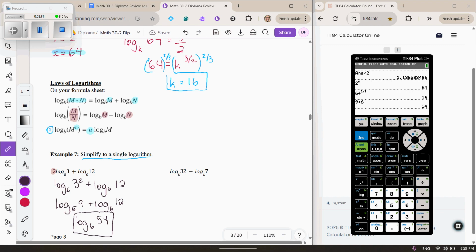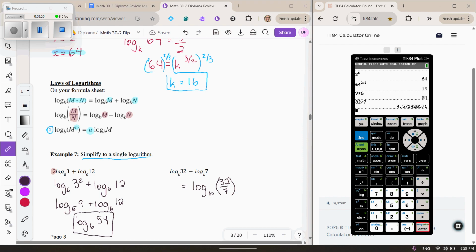Okay, the next log, simplifying it to a single base. I see that we are subtracting 2 logs, so I look up above, and the one that is subtracting 2 logs brings it to m divided by n, 32 divided by 7. Was my argument. 32 divided by 7, I don't think that gives us a very nice decimal, so we can just leave that as a fraction.